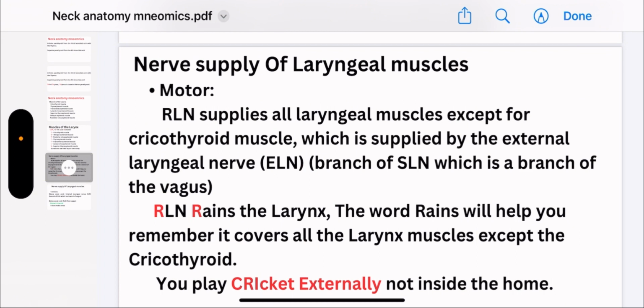How can you remember this one? You can remember it by just remembering recurrent laryngeal nerve, which starts with R, drains the larynx. The word drains will help you remember it covers all the larynx muscles except the cricothyroid. How can you remember the cricothyroid is excepted? By remembering you play cricket externally. You play cricket outside, right? You cannot play cricket indoors.